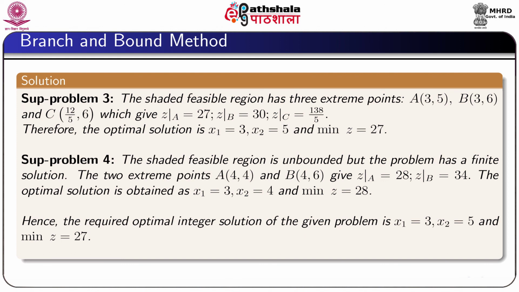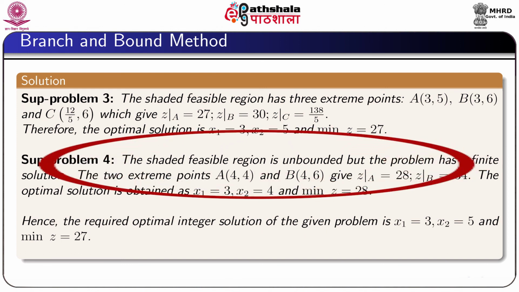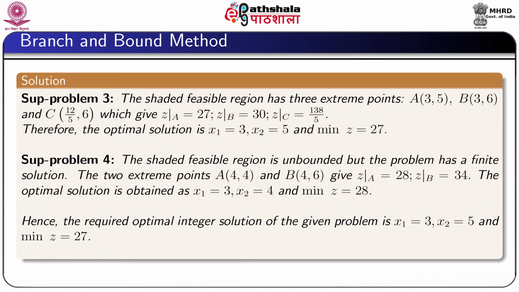And for sub problem 4, that is the unbounded feasible region, it gives the extreme points A(4,4) and B(4,6). The value of z at A is equal to 28 and the value of z at the point B is equal to 34. Obviously, the extreme point A(4,4) gives the optimal solution. Therefore, the optimal solution is x1 equal to 4 and x2 equal to 4, and the minimum value of z equal to 28.